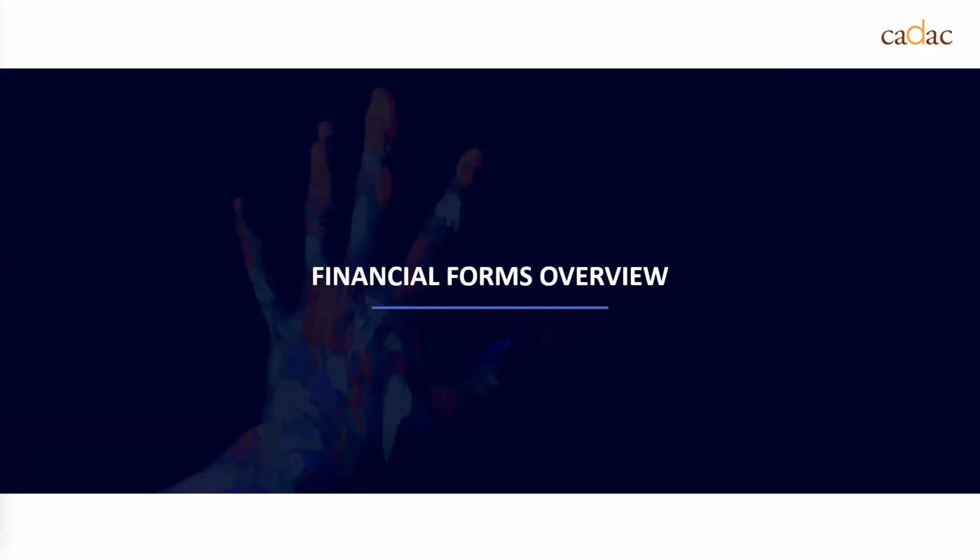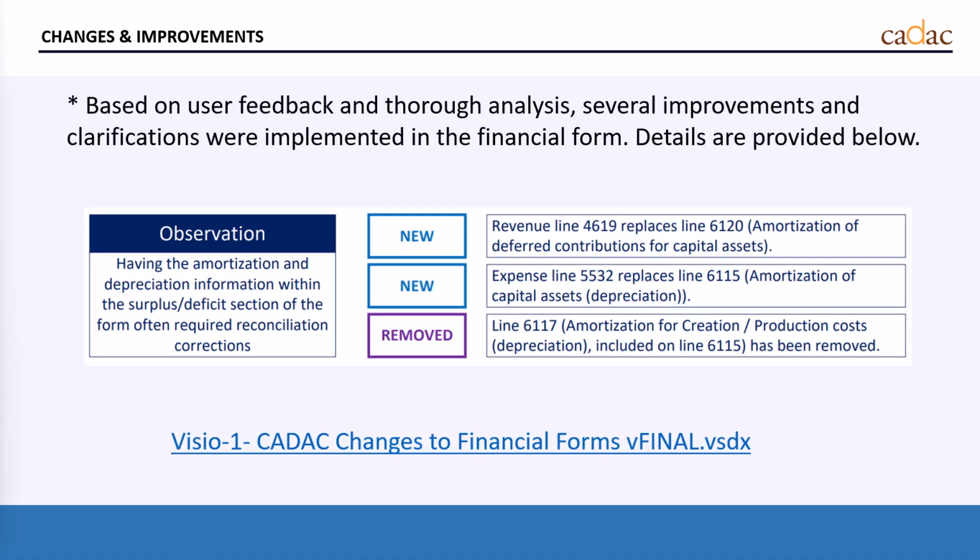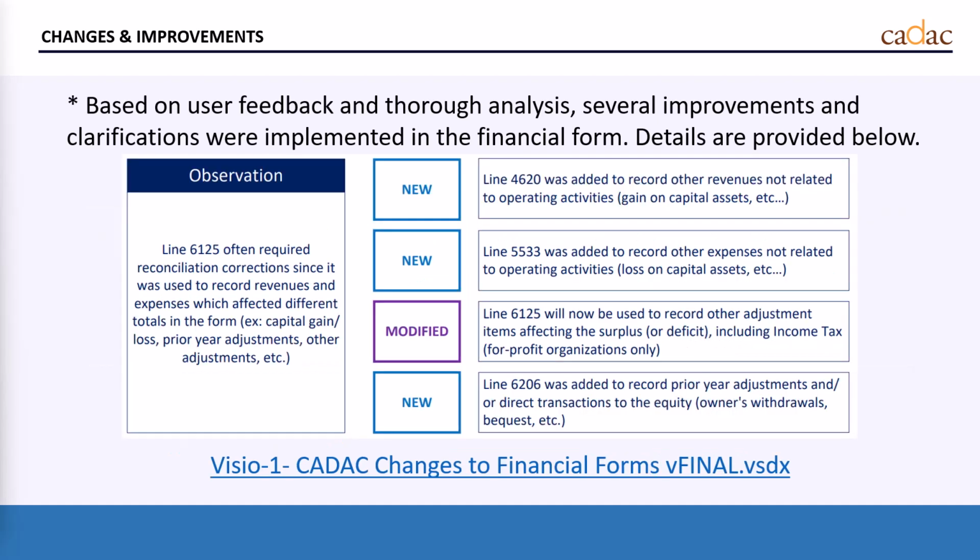Now we can take a look at the financial form. To look at the changes and improvements, there have been some lines added, some removed, and some modified as well. We won't go too much into detail in this one, but if you go on cadac.ca and look at the training available for organizations, there is a document called CADAC Changes to Financial Form. I really would recommend you go there and look at this document, and you will see all of the detail on those changes.